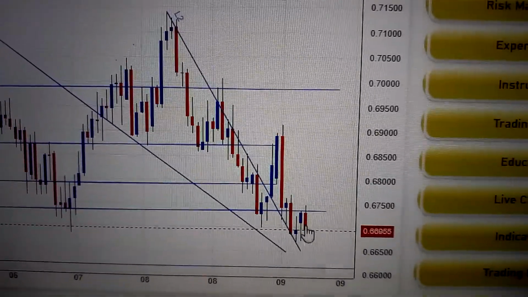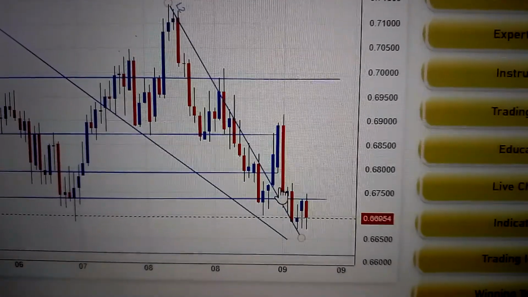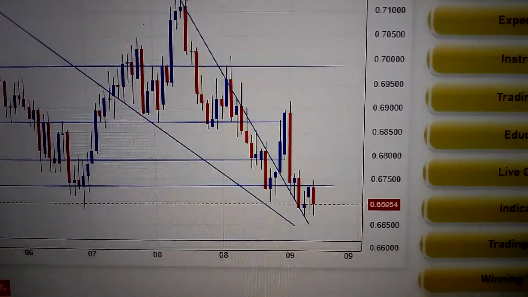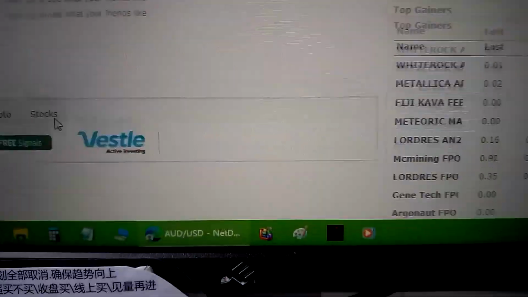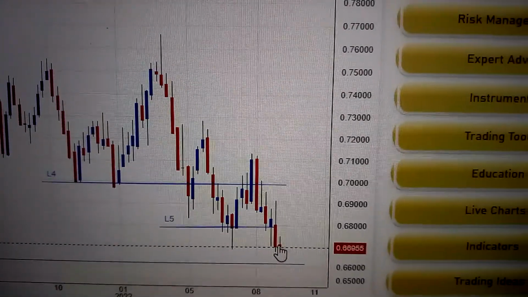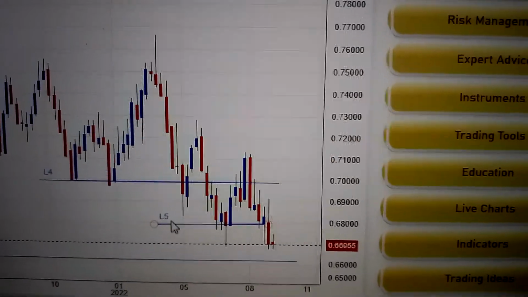So as long as we keep it below this line, the weekly line, it will continue to go down, because if we change the chart into the weekly chart, we can see it clearly here. We can see here it's still below the very essential resistance line, which is line 5.